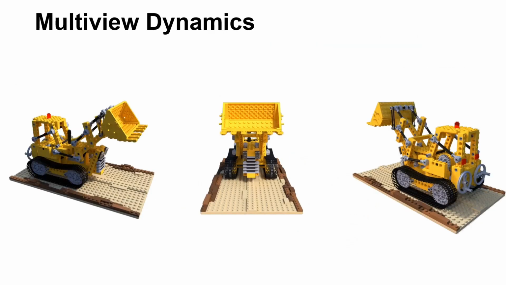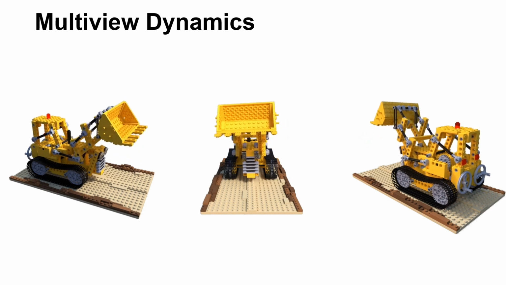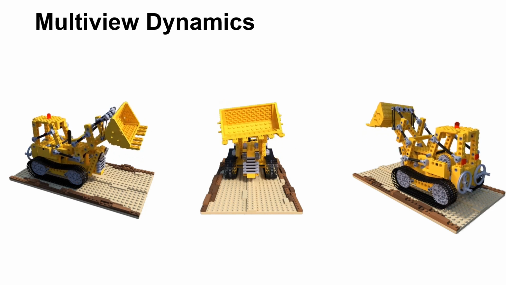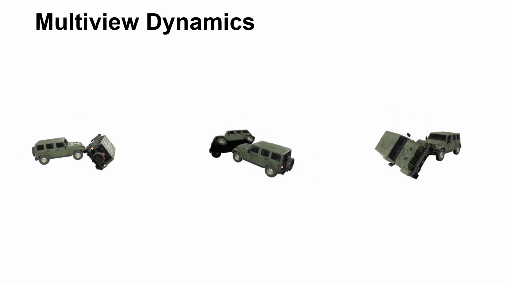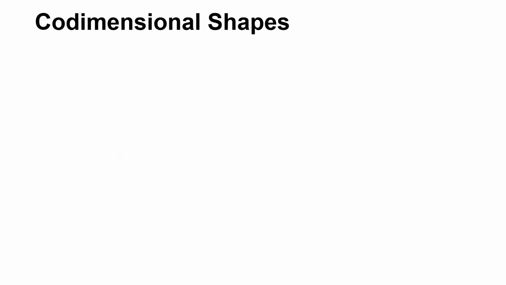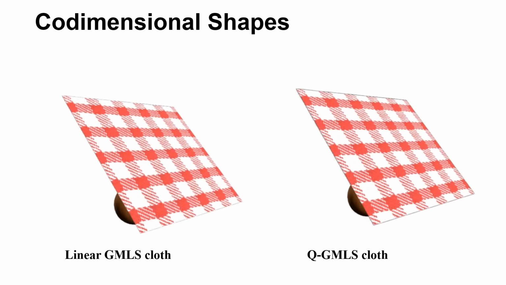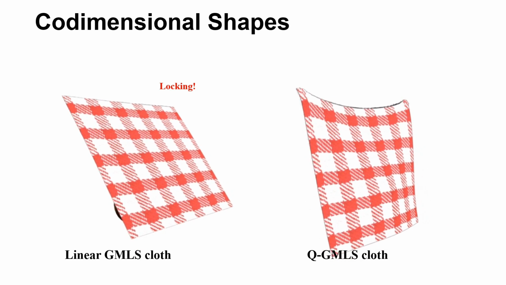We first show our Lego excavator whose shovel is applied with an external force. Our method is able to render the generated dynamics in different views. We allow the cars to move under the influence of gravity and inertia, eventually resulting in a collision. Our method is able to handle codimensional shapes. QGMLS can generate a smooth and soft cloth dynamics, while linear GMLS suffered from locking issues.